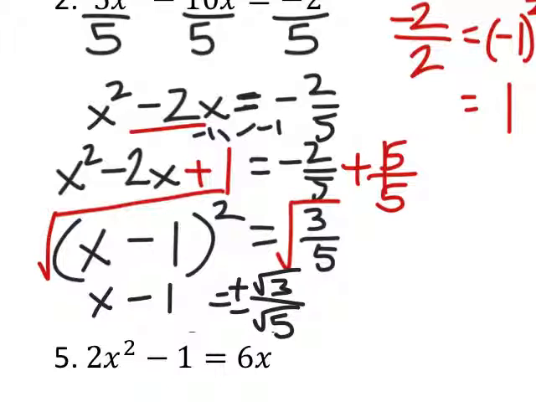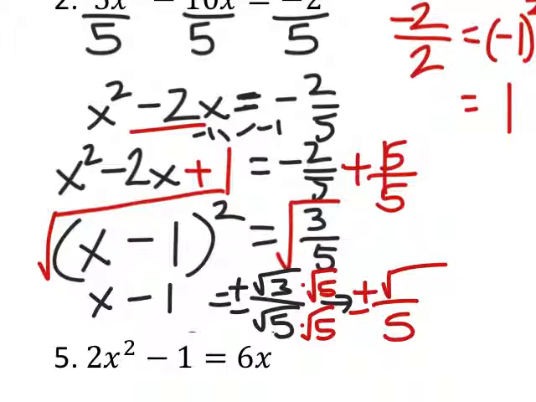Now, we don't want the square root in the denominator there, so let's go ahead and see what that's going to look like. We're just going to multiply the numerator and denominator by the square root of 5. That'll give us that 5 squared, so it's just over 5, plus or minus. But the square root of 3 times the square root of 5 gives us the square root of 15. 3 times 5 is 15 there.